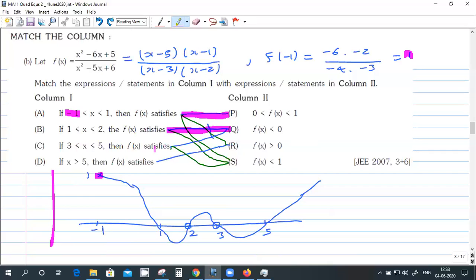Similarly, the third one between 3 and 5, again it is same as before, right? And then for x greater than 5, so this is the match. Okay, they are given 6 marks for this. I don't know why.